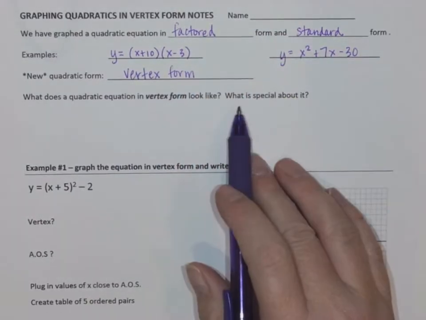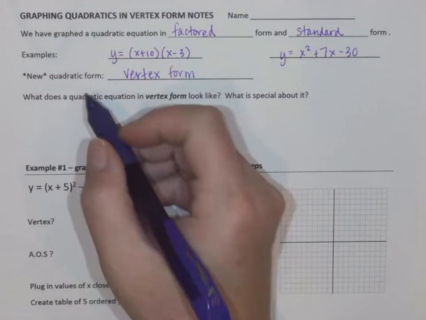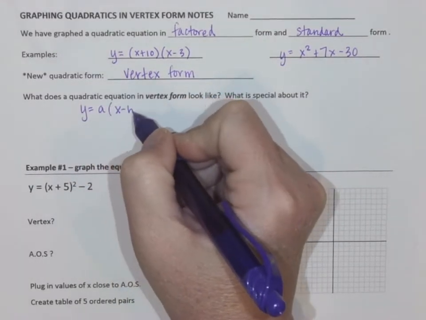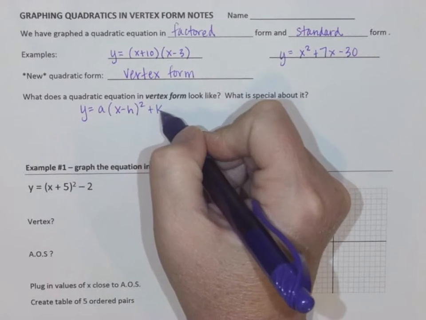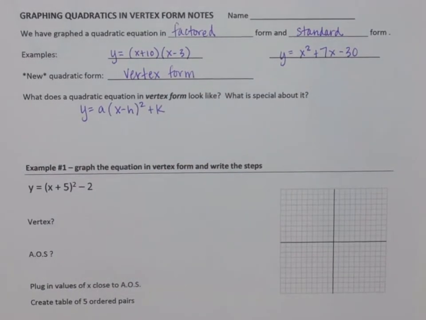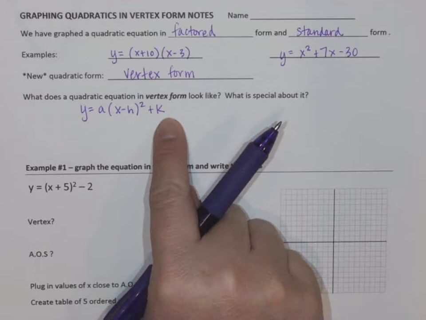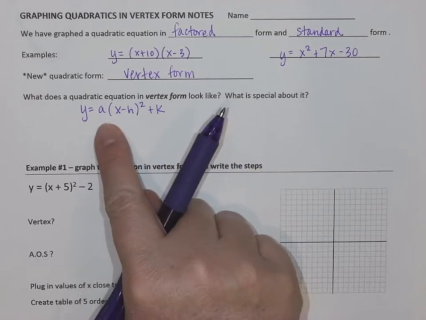Okay, and it is special because it provides us the vertex as soon as we look at the equation. So if we think about just the regular form here without any numbers, just the variables, the h and the k are going to provide us the vertex. The a is going to tell us how stretched out the graph is going to be.